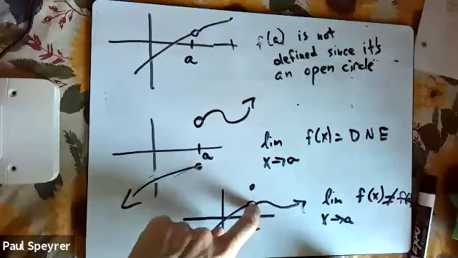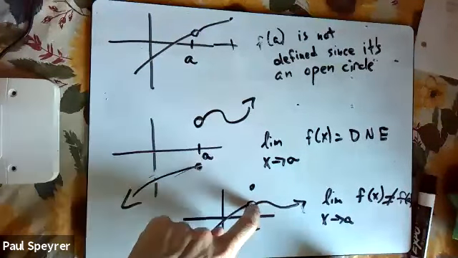Now, if we go to x equals 2, this is pretty much the same situation as this one. It is defined because we have a solid circle, but does the limit exist? No, because as we approach 2 from the left, we're getting one y value that's different from if we were to approach 2 from the right. We're getting two different y values right here. So the limit does not exist.